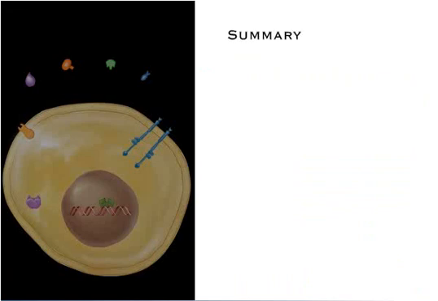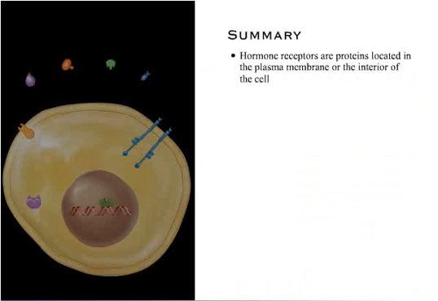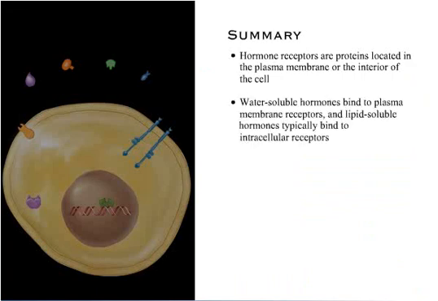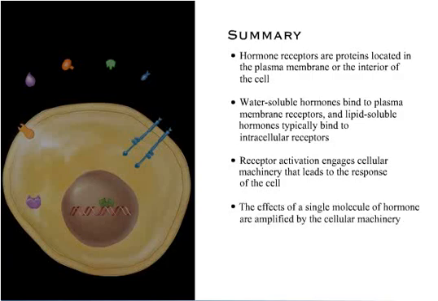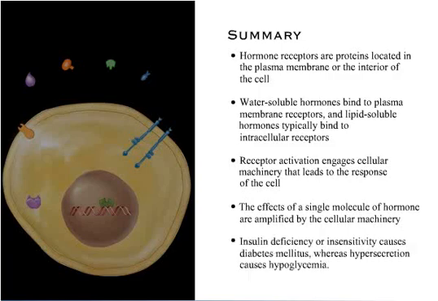Here's a summary of what we've covered. Hormone receptors are proteins located in the plasma membrane or the interior of the cell. Water-soluble hormones bind to plasma membrane receptors, and lipid-soluble hormones typically bind to intracellular receptors. Receptor activation engages cellular machinery that leads to the response of the cell. The effects of a single molecule of hormone are amplified by the cellular machinery. Insulin deficiency or insensitivity causes diabetes mellitus, whereas hypersecretion causes hypoglycemia.